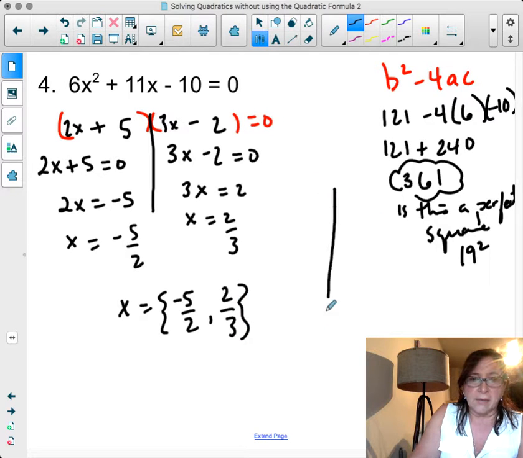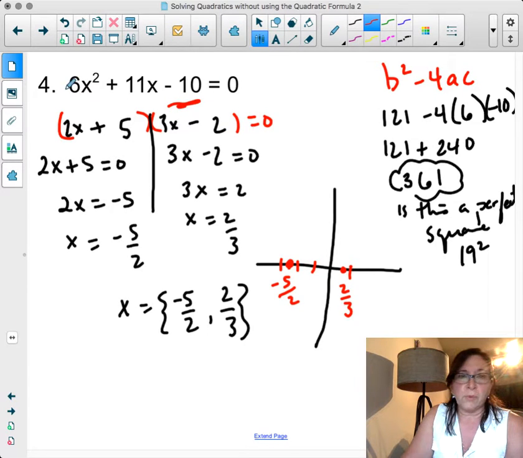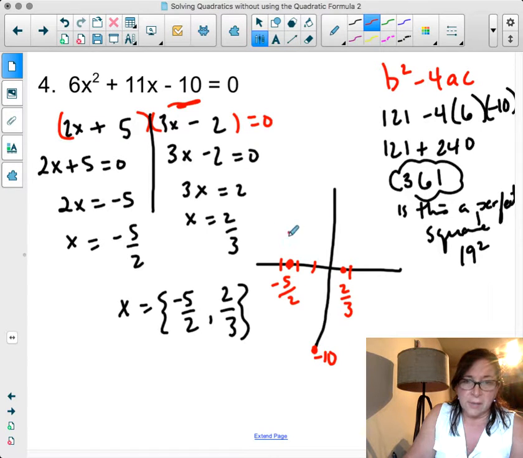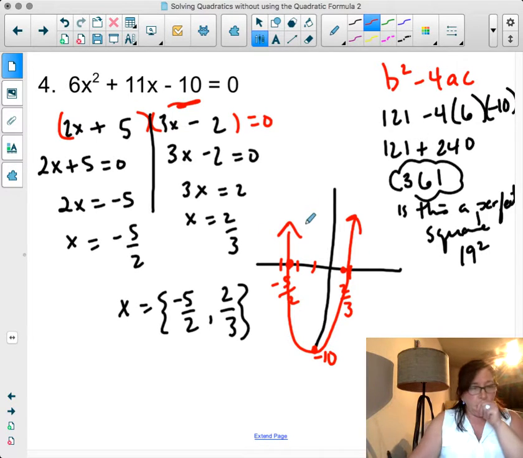And again, if I were to graph this, my graph would look like negative 5 halves, which is what, 2.5. And so right about there. And then that's negative 5 halves. And then 2/3 would be probably right around here. And then my y-intercept is when x is 0, so that's negative 10. So let's just say it's here at negative 10. And so my graph is going to look something like this. It's not the vertex, it's just the y-intercept.